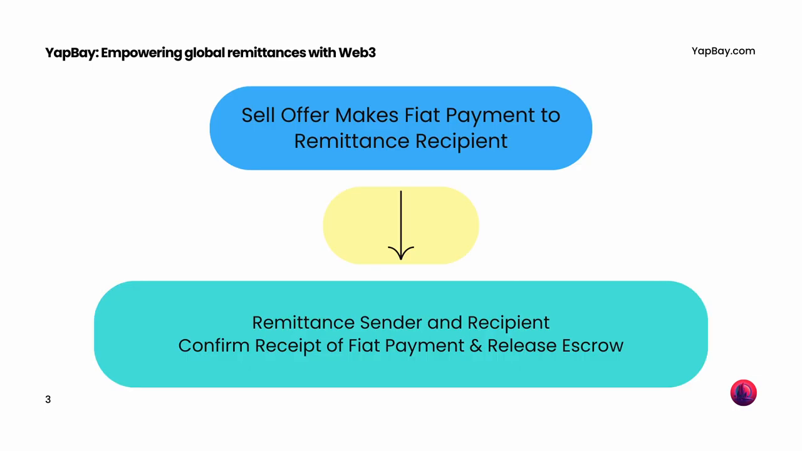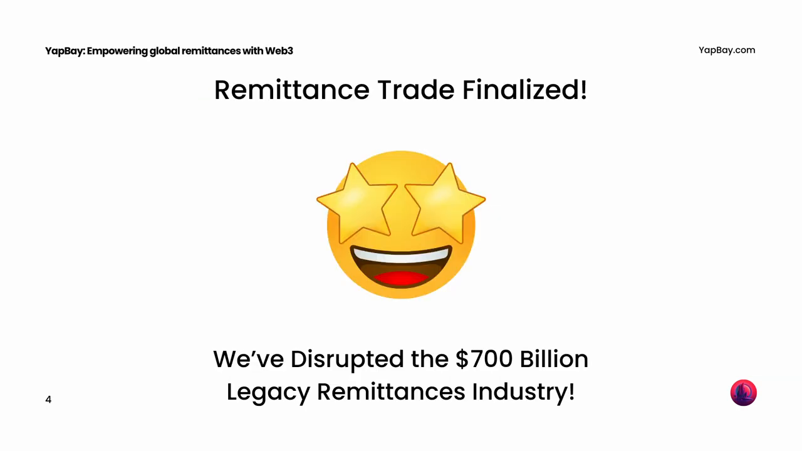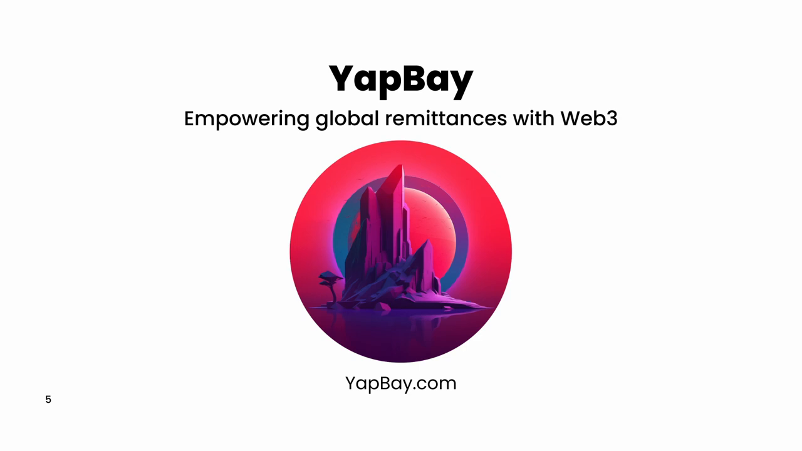So the sell offer then makes a fiat payment to the remittance recipient, and the remittance sender and recipient can confirm that, you know, everything has been received properly. And then they do the final release of escrow, and boom. The remittance trade is finalized. It's that easy. And we have disrupted the $700 billion legacy remittance industry. Yay. And that's what YapBay is about. That's the basic use case for YapBay.